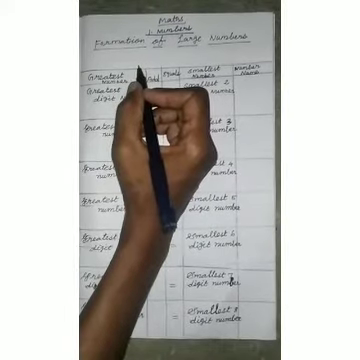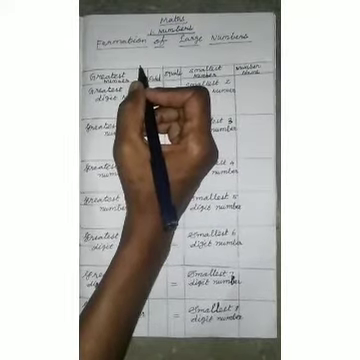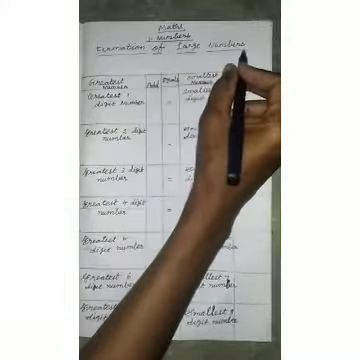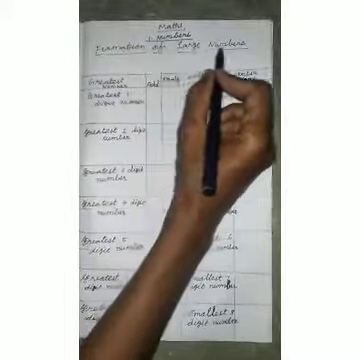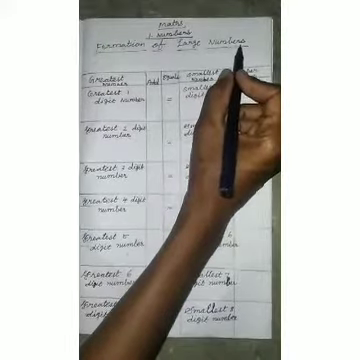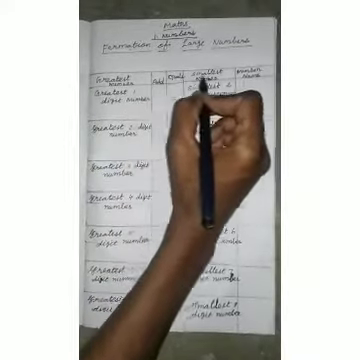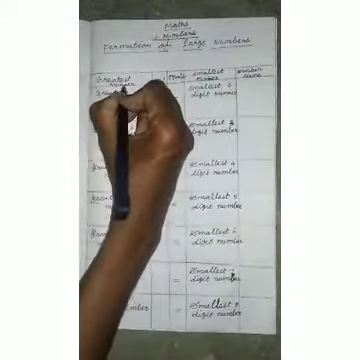In the previous class we learned about successor and predecessor. Today we are going to learn about formation of large numbers. We see large numbers format: greatest number add 1 equals smallest number, and the number name.